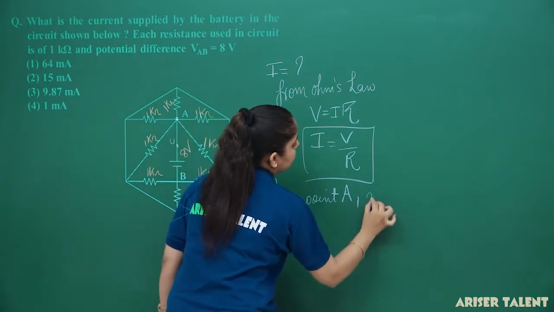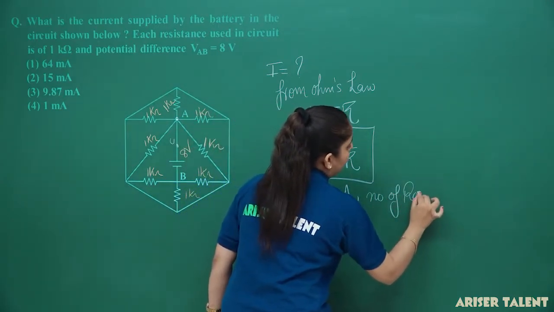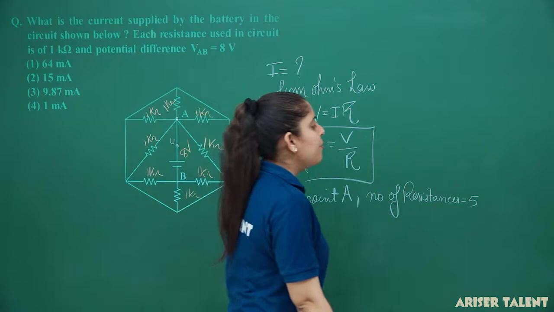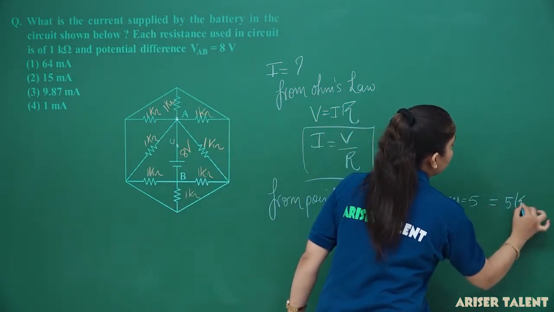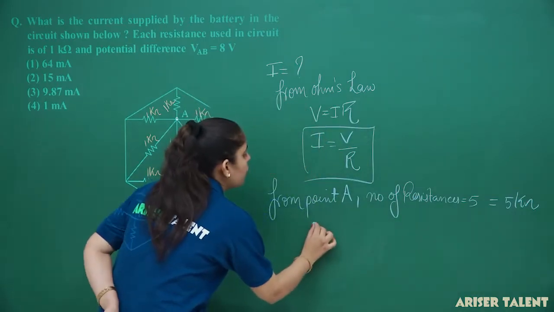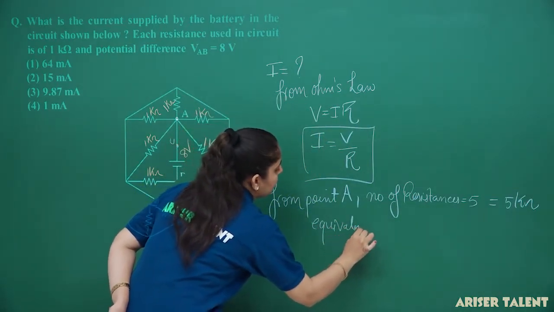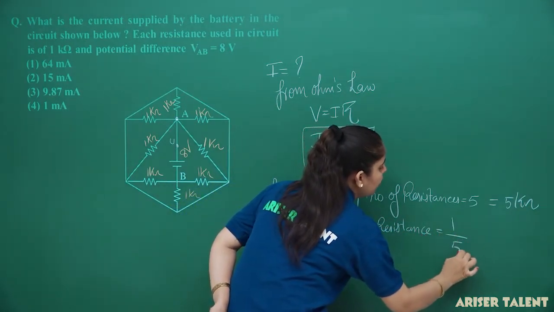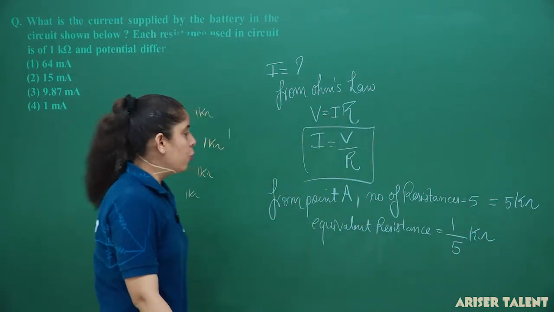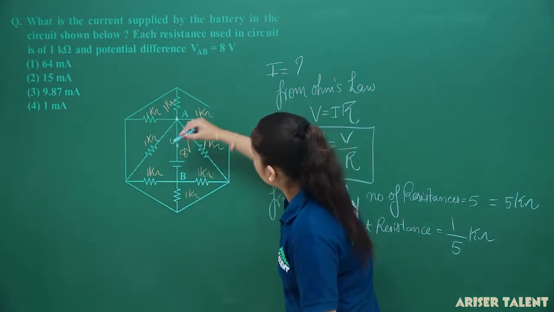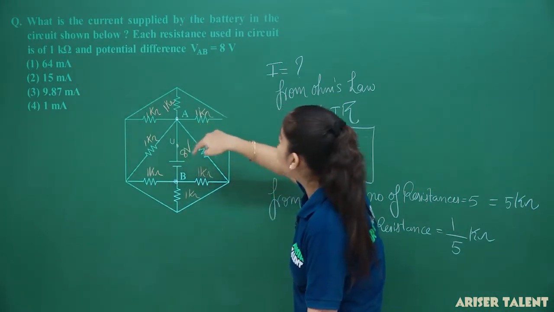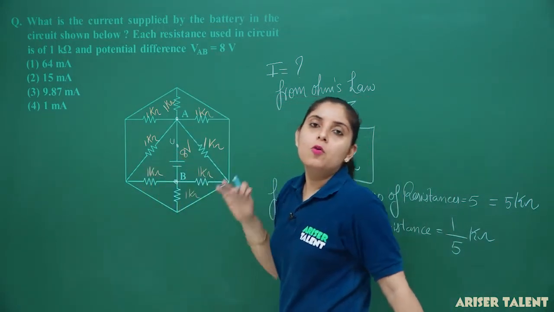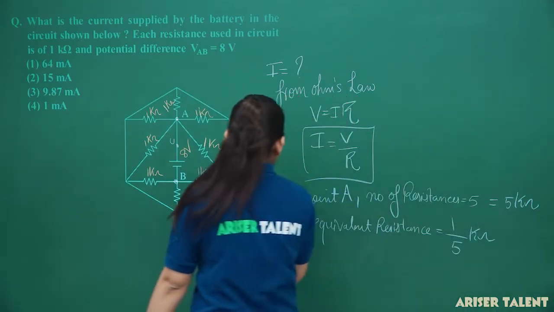From point A, the number of resistances is equal to 5. And the 5 resistances are of 1 kilo ohm each. So, from point A, I can find out the equivalent resistance, and it came out to be 1.5 kilo ohm. Now, look at the point B. Here is point B. And you can see that from point B, we are provided with 3 resistances: 1, 2 and 3.